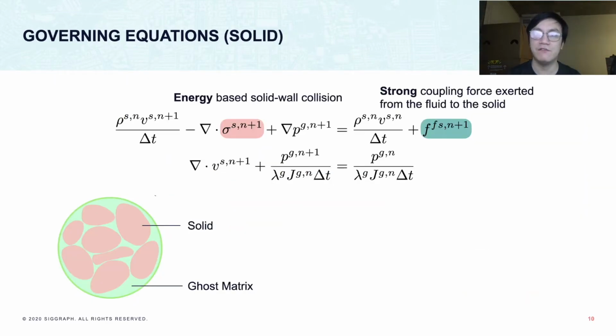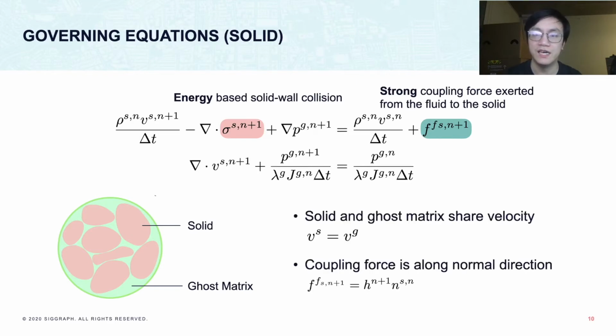We are now discussing the governing equations for the solid in detail. For notational simplicity, we assume an energy-based solid wall collision treatment and absorb the corresponding stress into this pink term. During discretization, we enforce the ghost matrix continuum to be collocated with the solid continuum. Thus, the solid and ghost matrix share the same velocity throughout the simulation domain. We use the green term to denote the coupled force exerted from the fluid to the solid. The direction of this coupling force is enforced by the normal pressure force.